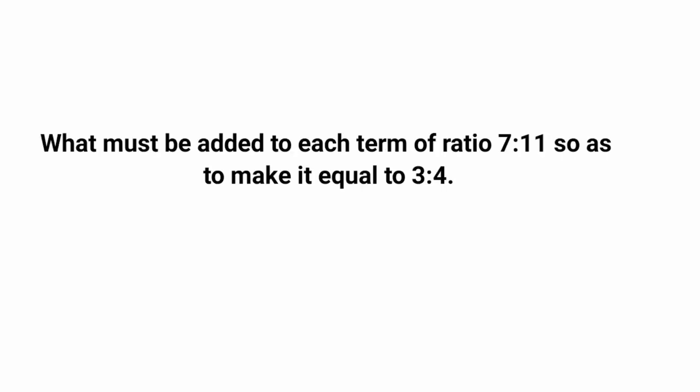Next question. What must be added to each term of ratio 7:11 so as to make it equal to 3:4? So, in our question, we have a ratio 7:11. By adding a particular value, we will get the ratio as 3:4. What is that value which must be added? That is the question. It is clear that the difference between the present and the new ratio of both the numbers are not equal. For the first number it is 7 minus 3, 4, and for the second number 11 minus 4, 7. This cannot happen because we are adding the same number.